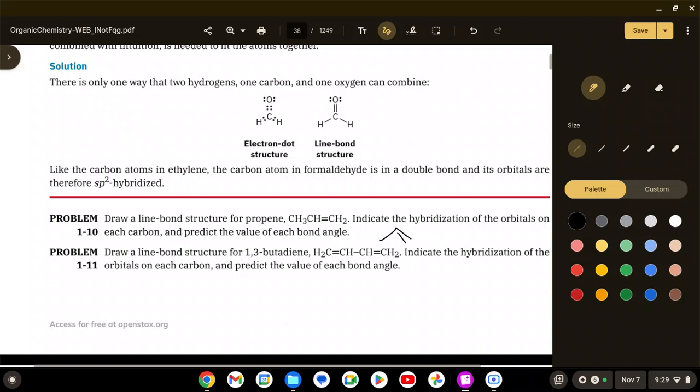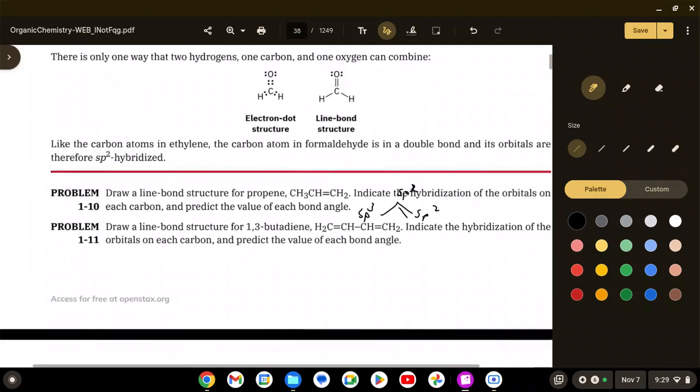But this is sp2, sp3, sp3, sp2. Those are both sp2 hybridized. Predict the value. sp2s are going to be roughly 120. sp3s are going to be roughly 109.5. But it's going to be different from that.